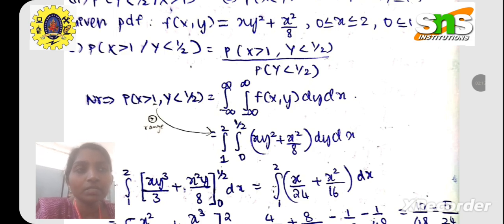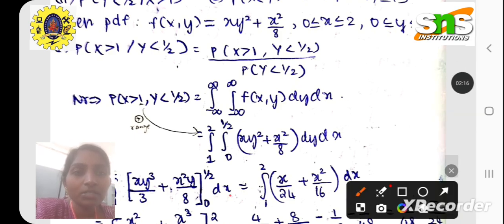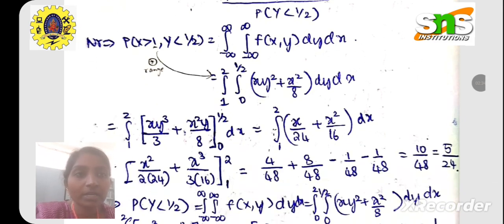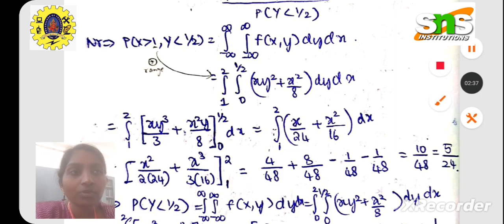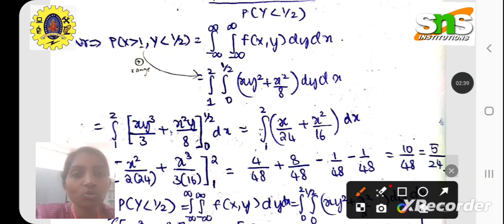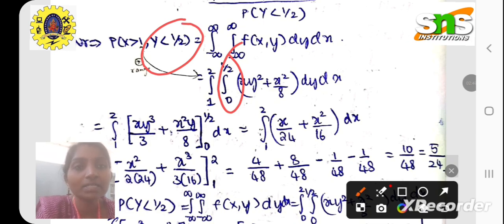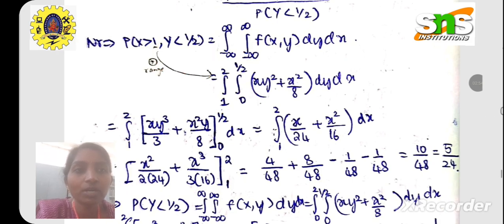So here the first range is for the y variable, and the second range is for the x variable. We already know the probability density function, which is xy squared plus x squared by 8, and the range of x is from 1 to 2, since we are given in the question that x is greater than 1. And the range of y is 0 to 1 by 2, since the question says y less than 1 by 2. So for x we have 1 to 2, and for y we have 0 to 1 by 2.